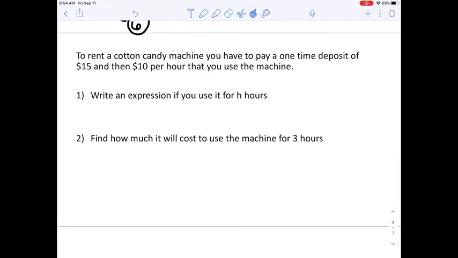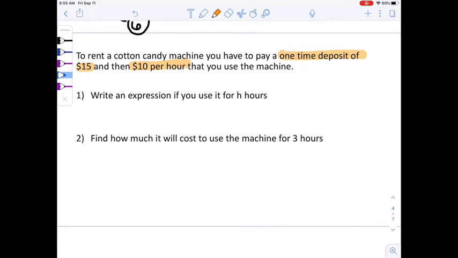The next problem says to rent a cotton candy machine, you have to pay a one-time deposit of $15, and then $10 per hour that you use the machine. Write an expression if you use it for h hours.